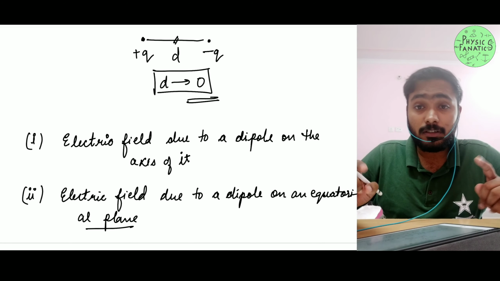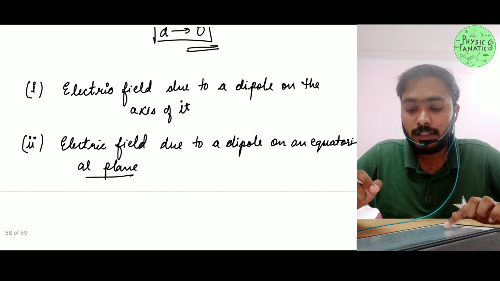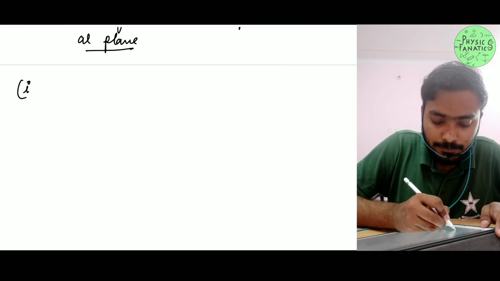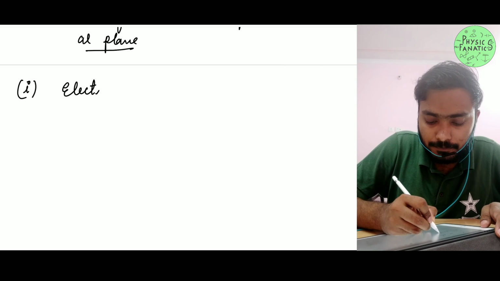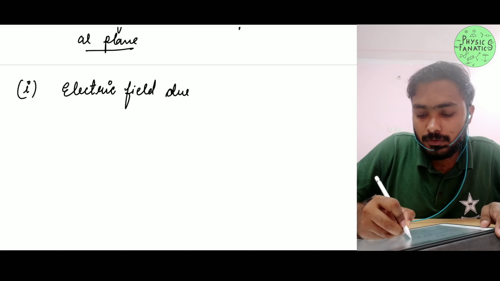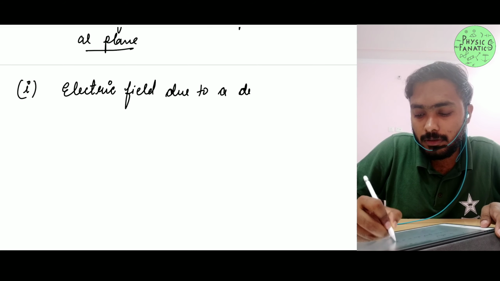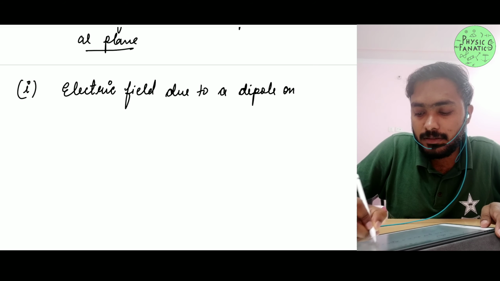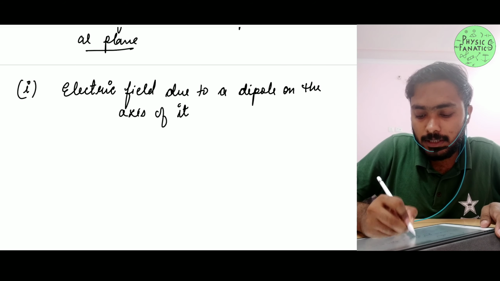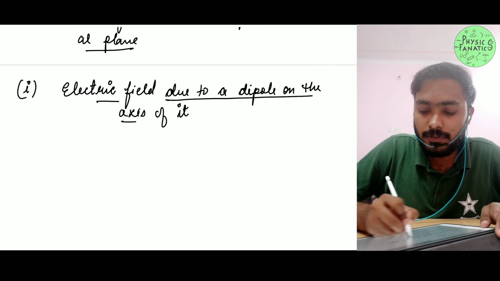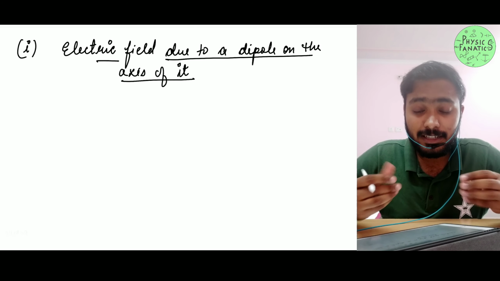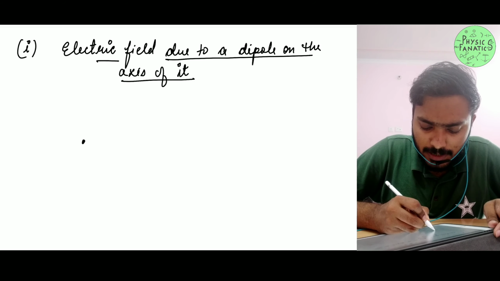Let's go with our first case, that is electric field due to a dipole on the axis of it. Let me write it over here: electric field due to a dipole on the axis of it. This is the case that we are going to discuss first. Before starting this, we need to make a dipole first.